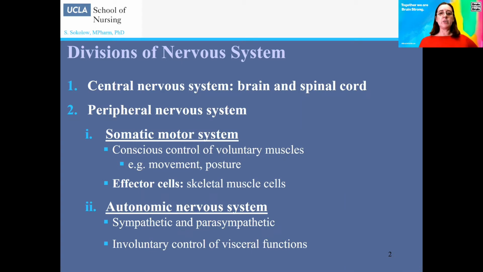As you know, there are two divisions of the nervous system. You have the central nervous system with the brain and the spinal cord, and then you have the peripheral nervous system that is composed of the somatic motor system, which is the conscious control of the voluntary muscle, so of the skeletal muscle, and the effector cells are the skeletal muscle cells. And then you have the autonomic nervous system, the one that we cannot control, but that regulates our breathing or heart rate or GI function. This autonomic nervous system includes the sympathetic and the parasympathetic, and this is the involuntary control of the visceral functions.